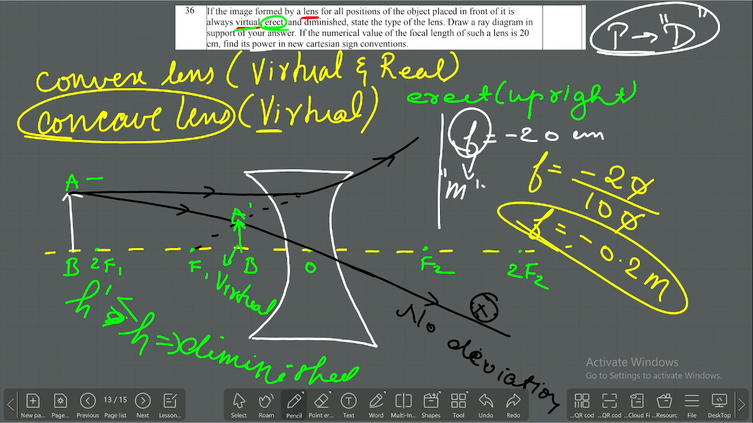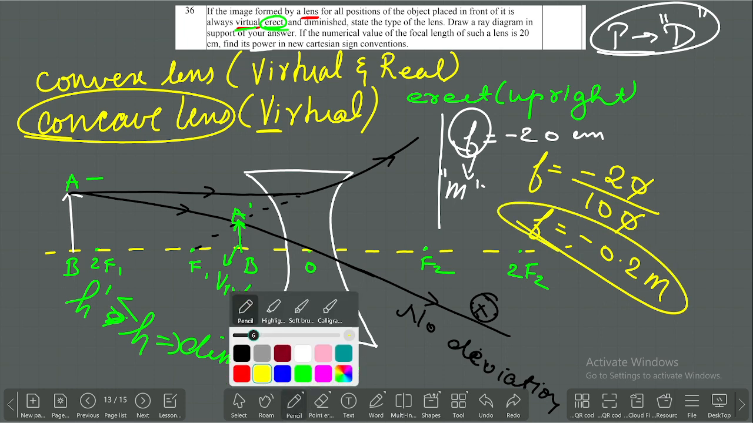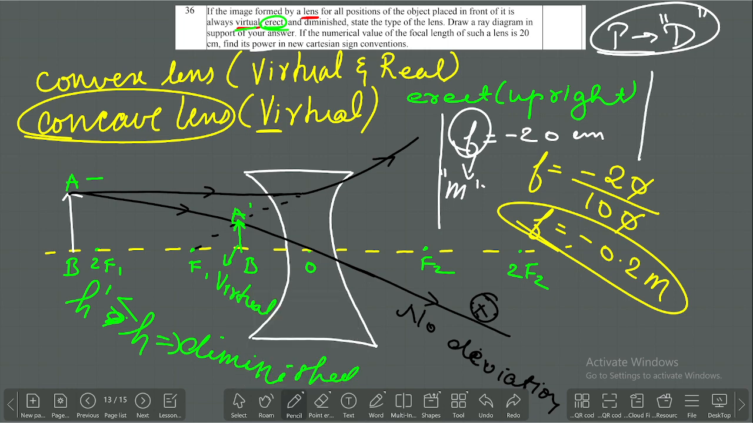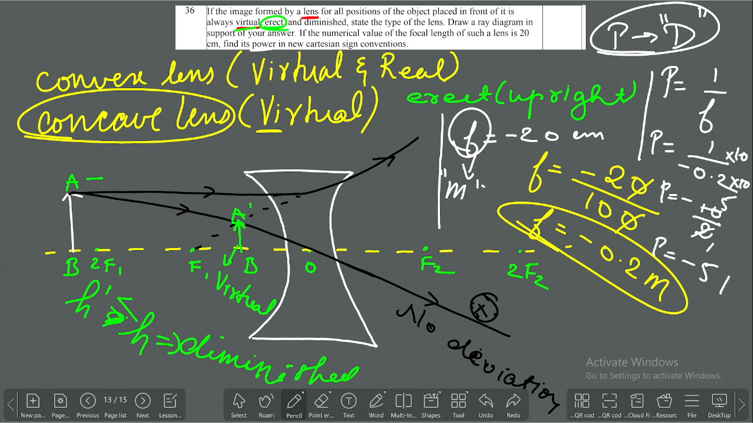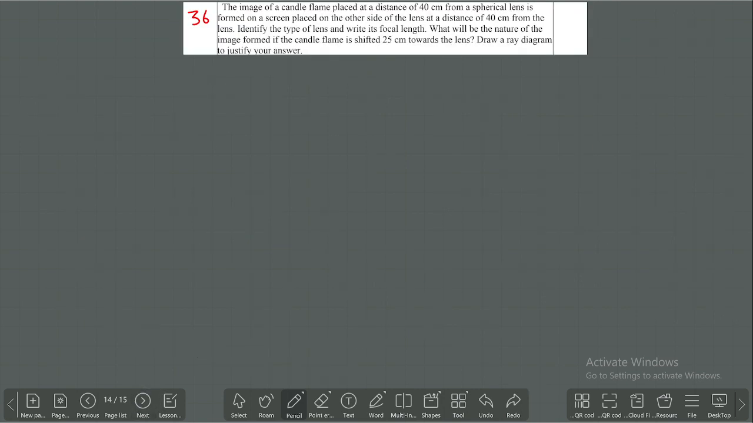Now we got the focal length value, and by using this you are going to find the power. What is the formula to calculate power? P is equal to 1 by f. So P is equal to 1 by minus 0.2. As a decimal is there, multiply and divide by 10. So P is equal to minus 1 into 10 by 0.2 into 10, which is 2. 1 2s are 2, 5 2s are 10. So the power of the given lens is going to be minus 5 diopter. Don't forget to convert from centimeter to meter. So the next question, question number 36.